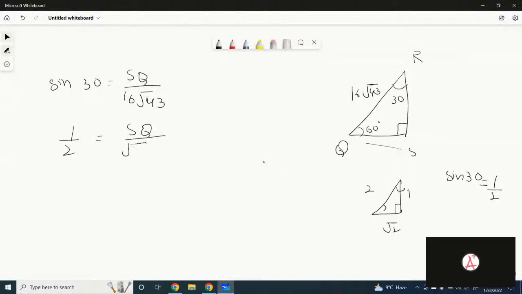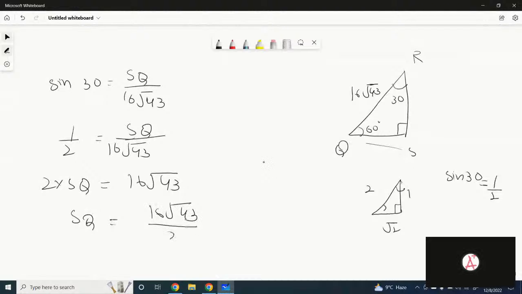So just do cross multiplication. 2 times SQ equals 16 times 43. So SQ equals, you have to divide both sides by 2. So it would be then 8 square root 43. Got it? And we know that it's a right angle triangle, so you have to solve using the Pythagorean theorem. This one is 8 square root 43. So let's just find the RS.